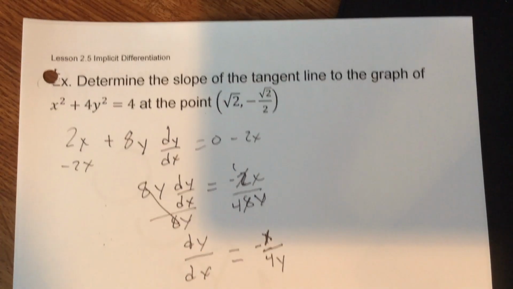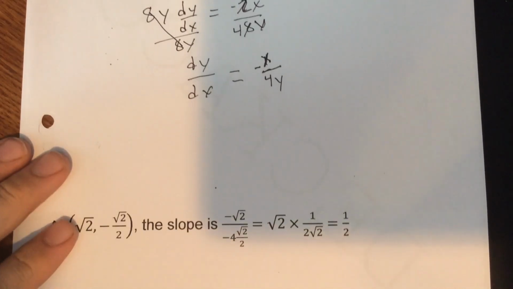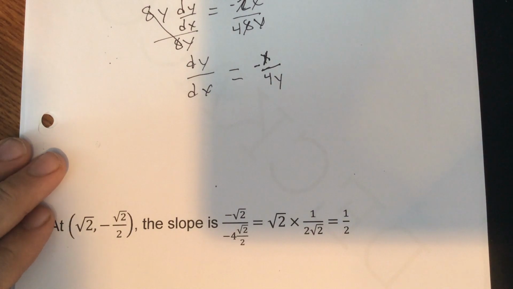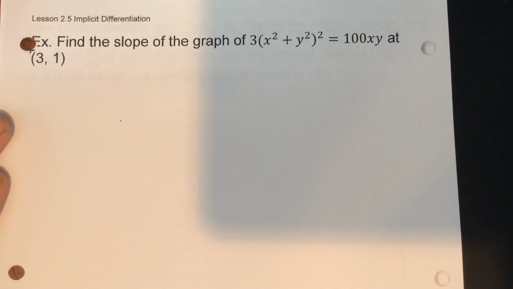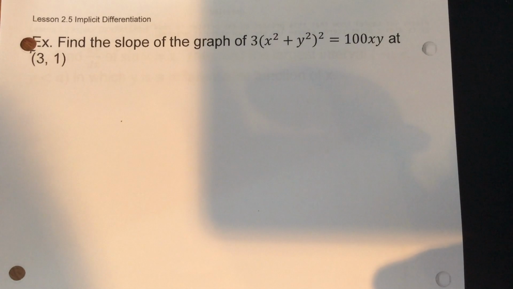So go through, find the derivative. Once you have the dy dx solved for, then you can put your x and your y in, and then finish solving it out to get your slope. So, find the slope of the graph of this right here.